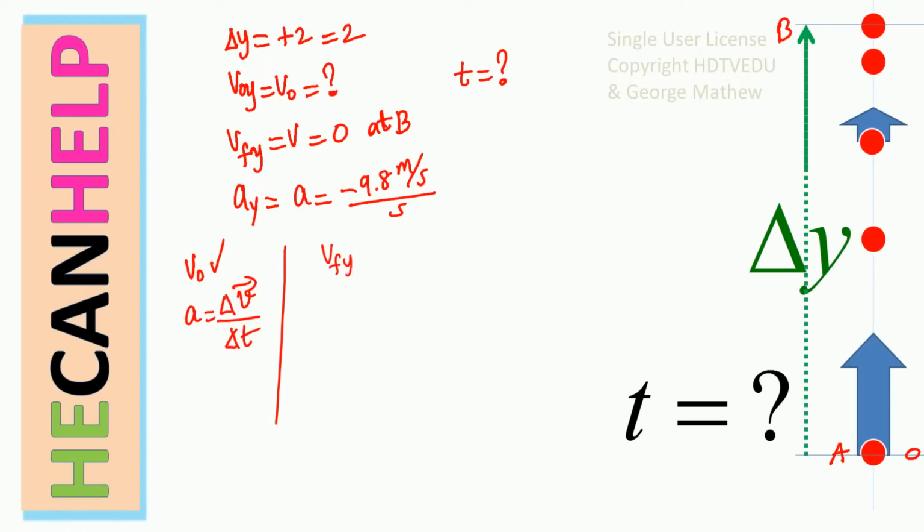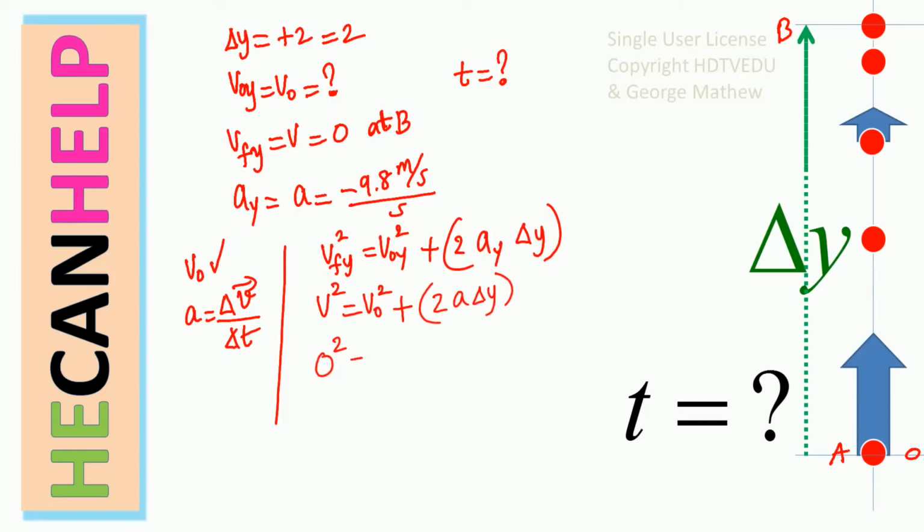So you go back to V final y squared is equal to V initial y squared plus 2 times acceleration along the vertical times delta y. And that is the same as V squared is equal to V initial squared plus 2a delta y. This is 0. V initial squared, we don't know. 2 times acceleration along the vertical is negative 9.8. Delta y is 2. So we get 0 squared is equal to V initial squared minus 4 times 9.8, which is 39.2.